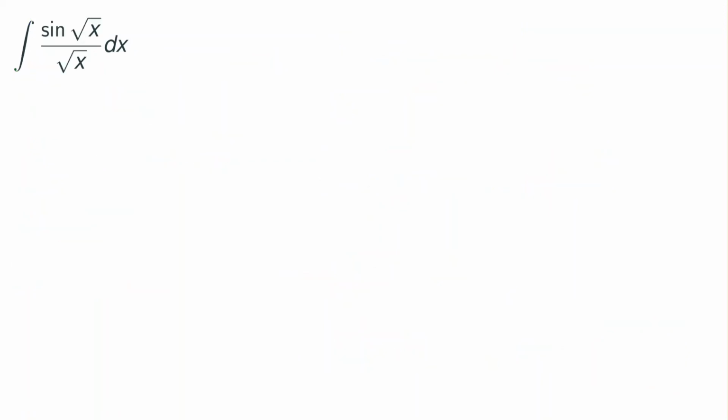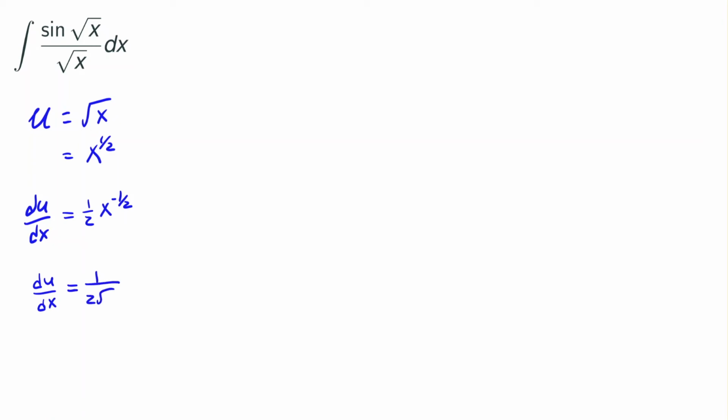So let's look at this indefinite integral. So we're going to let u equal square root of x, which is the same as x to the half power, right? So that we can take the derivative. Du dx equals half power x to the negative half power, which we need to rewrite in terms of square root before we solve for dx. This is the same as 1 over 2 square root of x. And let's solve for dx.